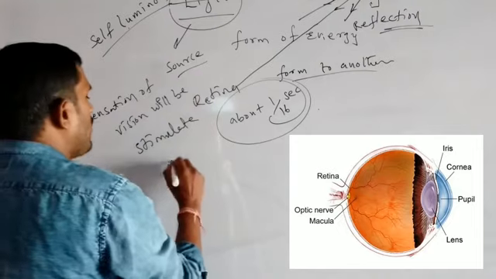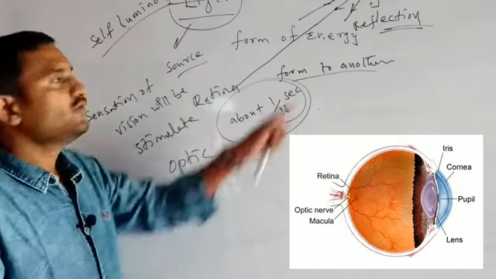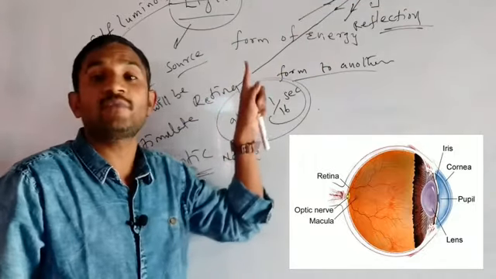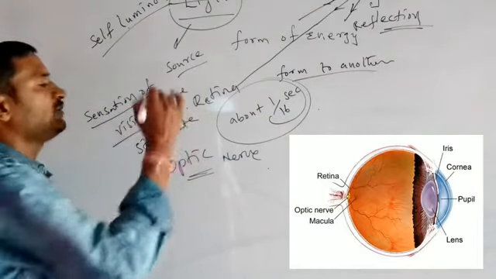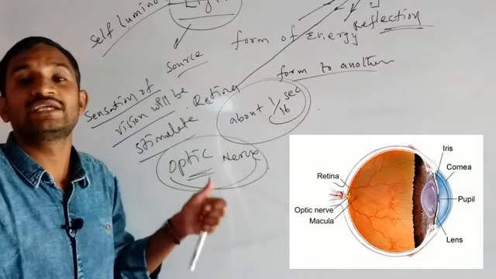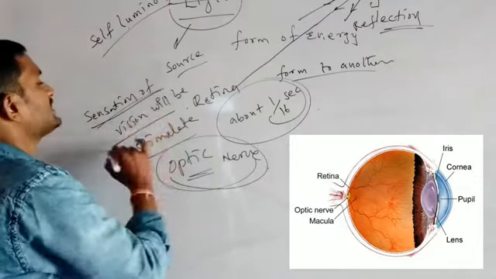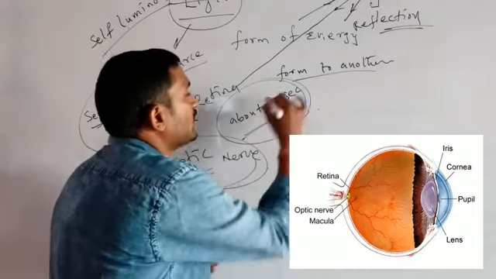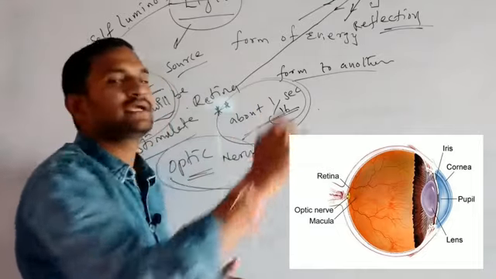Due to the optic nerve. Due to which nerve? Optic nerve. When the reflected ray reaches our retina in about 1/16 seconds, at that time the sensation of vision will be stimulated due to which nerve? Optic nerve. This optic nerve will be activated. Due to that only the sensation of vision will happen in about 1/16 seconds. Most important, there is a chance it will be asked in the examination.